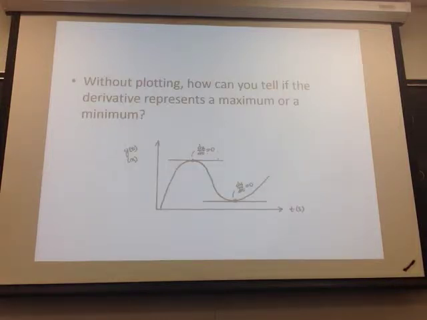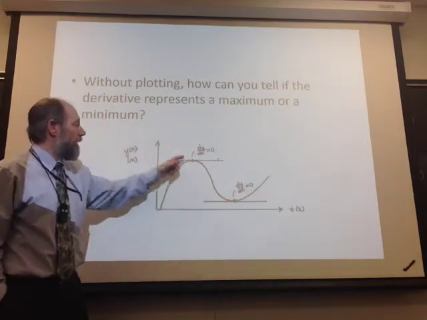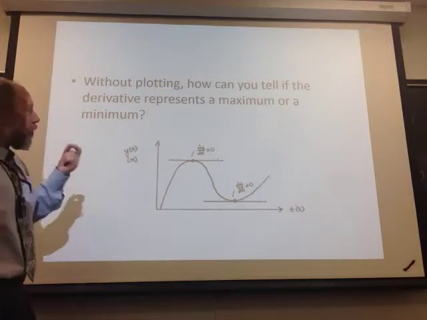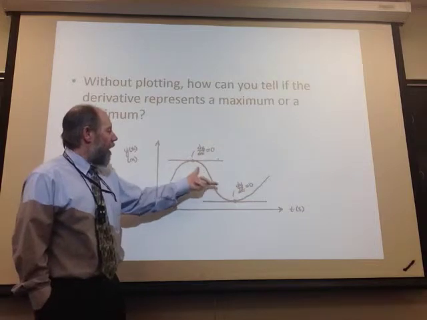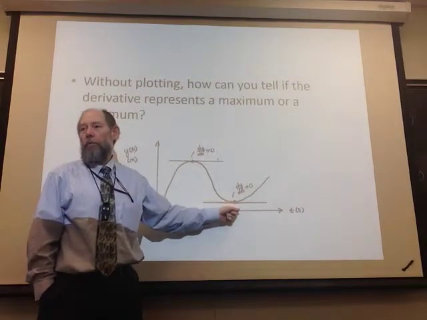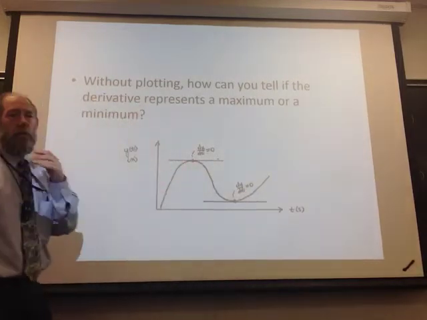So if you just look at a generic curve, right? Here's a maximum, there's a minimum. In both cases, the derivative of y with respect to t is equal to 0. So the question is, with that, how do you know that you've got a maximum instead of a minimum? What's the difference between these two curves?